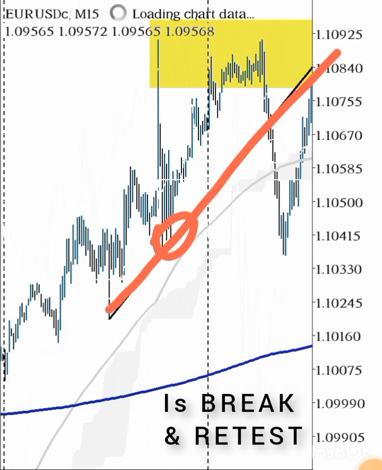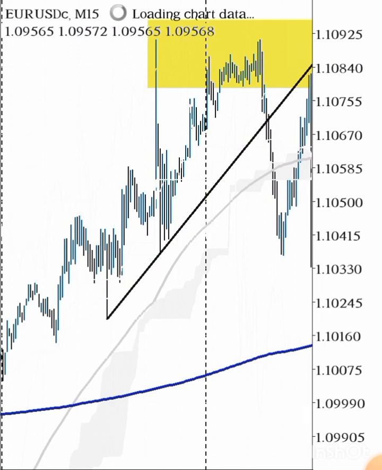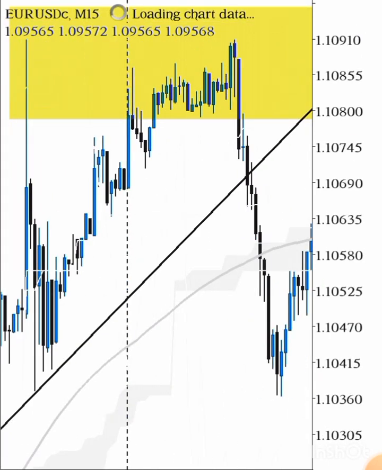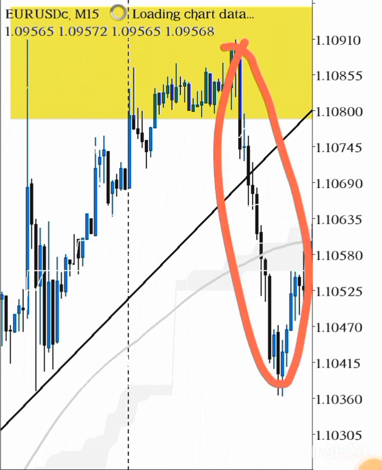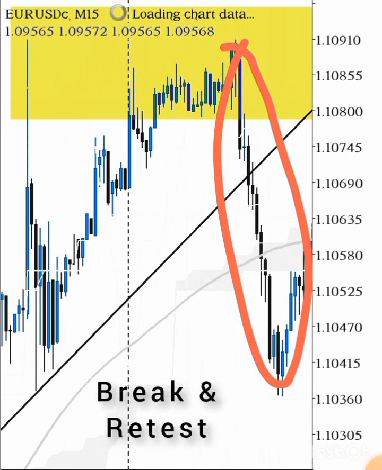Now look at what happened here. What actually happened here? Let me zoom. At the break of this trend line, what happened? We see candles breaking this trend line. So the second way to use this trend line is to use it for break and retest.